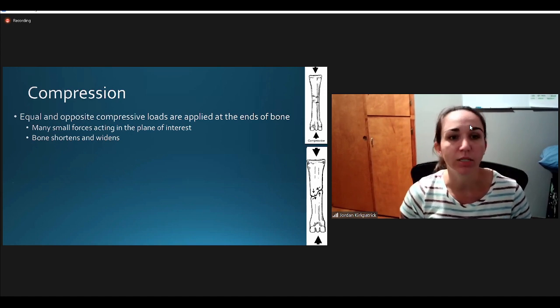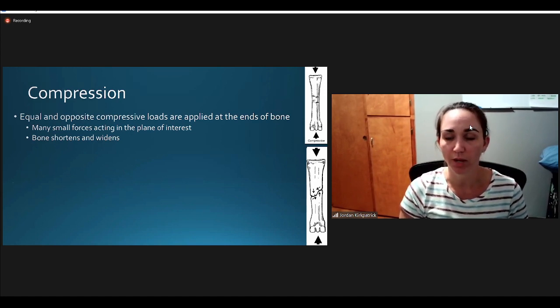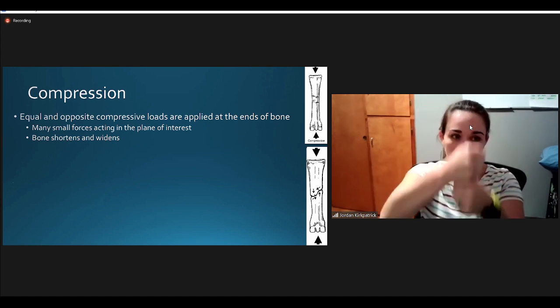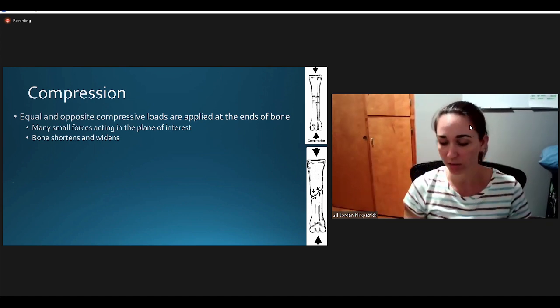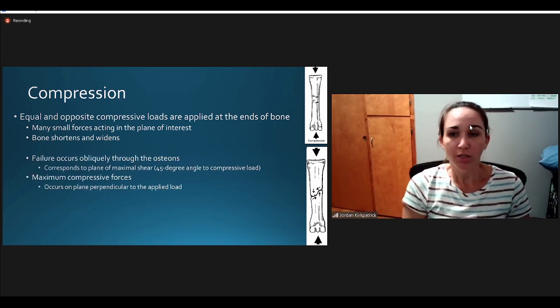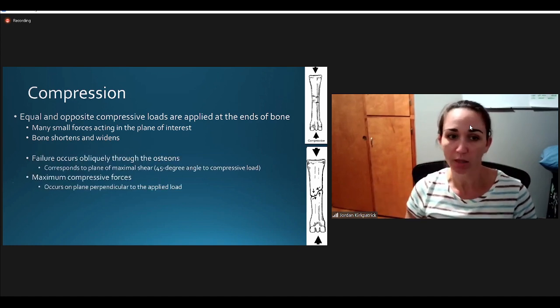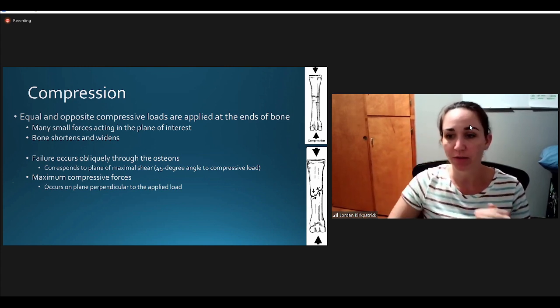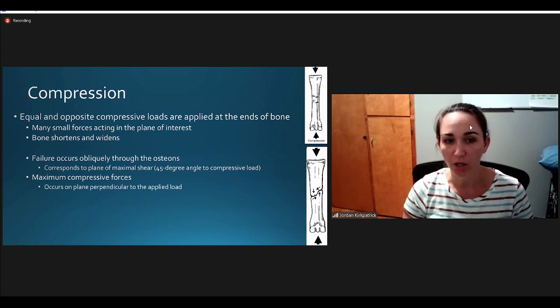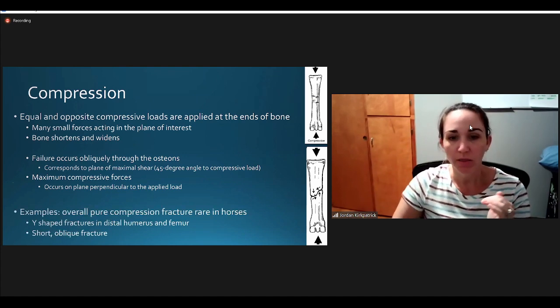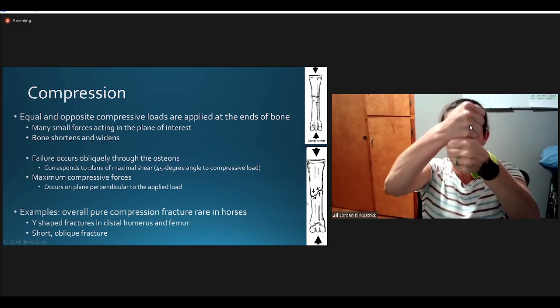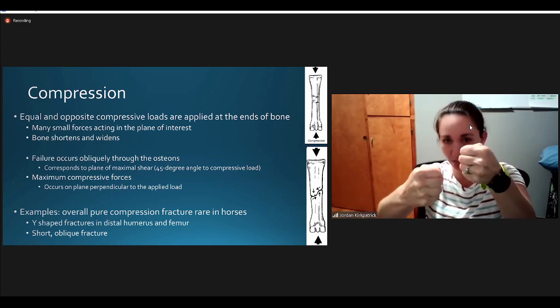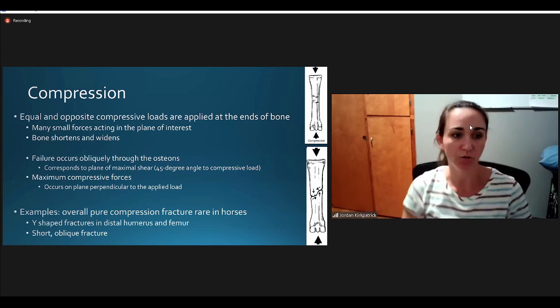Compression is the opposite. So it's equal and opposite compressive loads applied at the end of the bone. So it's forcing the bone down on each other, and it shortens and widens. And so the microscopic way that this fails is through the osteons, and it usually fails at about a 45-degree angle. And it occurs at a plane perpendicular to the applied load, but because it's at a bit of an angle, this is how we tend to get oblique fractures, because it's pushing, and then it eventually just shifts like this as the compressive forces get too strong.